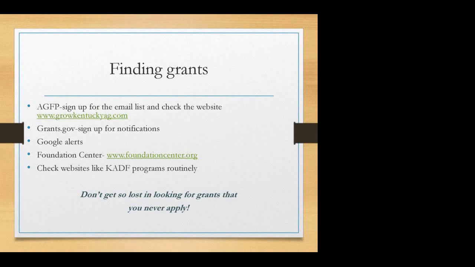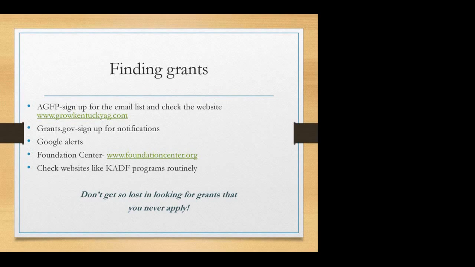So finding grants: the AGFP, the Agribusiness Grant Facilitation Program, which I'm the coordinator of. You can sign up for the email list. I think Katie right now in the chat box is still taking emails from people who want to sign up. You can actually go to the website, growkentuckyag.com, where there is a list of current funding opportunities as well as past funding opportunities. I need to update it, probably tomorrow. We are working on getting that a little more searchable for everyone.